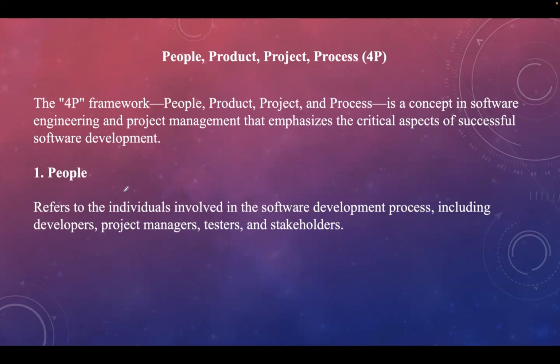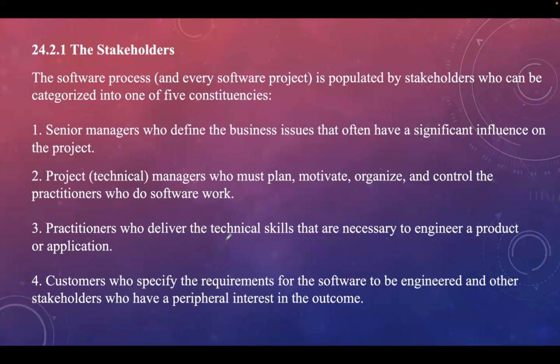So the first one is people. It refers to the individuals involved in the software development process. Here, an individual can be a developer, a project manager, a tester, or stakeholders. He can be anyone. So the first one is stakeholders.